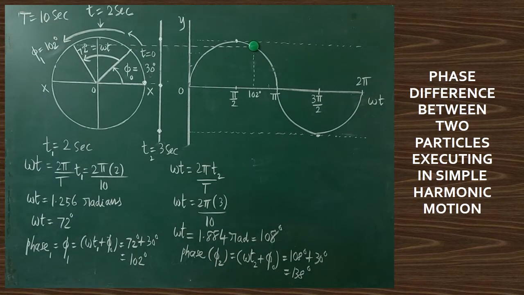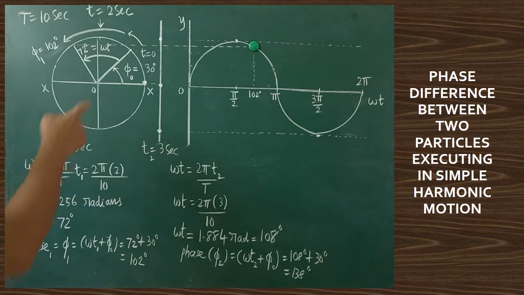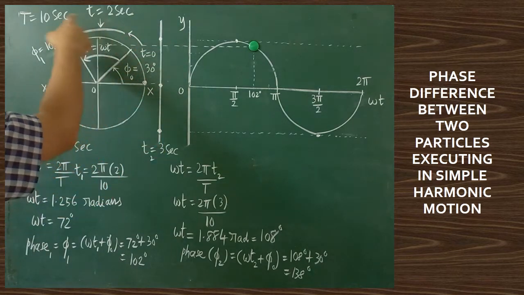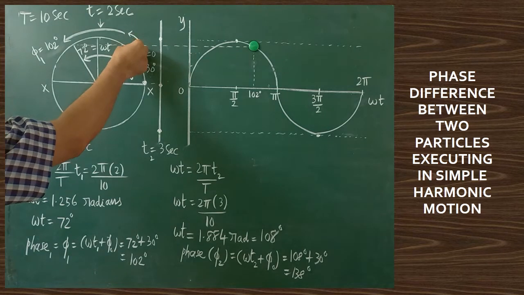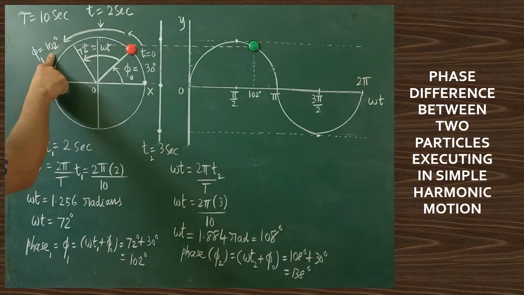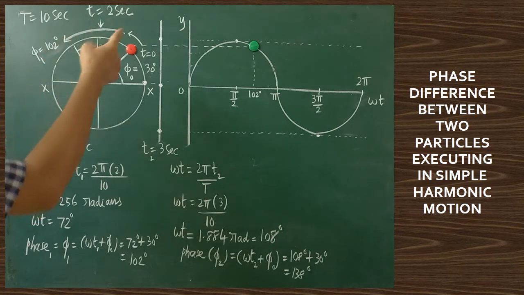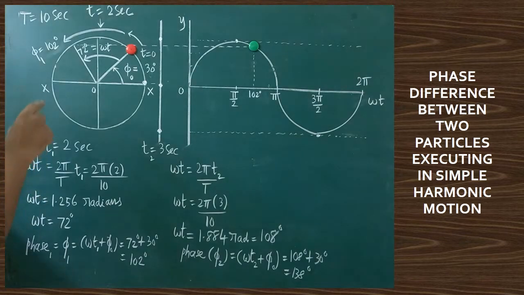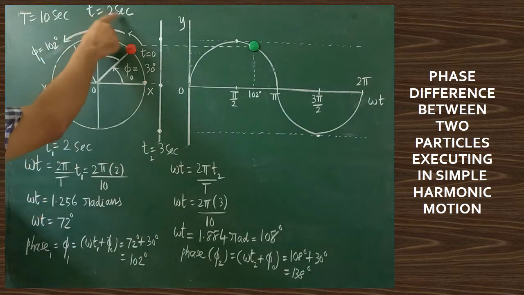Now we are going to learn another term called phase difference between two particles. Here we have to assume that two particles are moving in a circular path and their projection can be drawn on a straight line. When the first particle moves from here to there in 2 seconds, we have already calculated the phase of the particle. In the previous illustration, while teaching the phase of the particle, I calculated the value of the phase of the particle after 2 seconds.